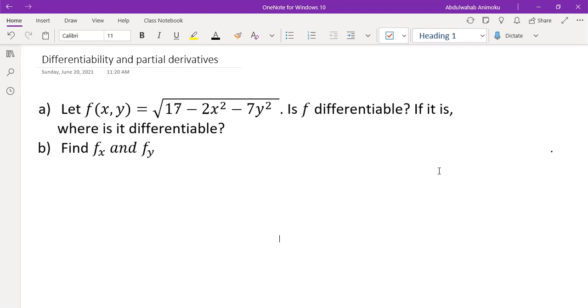In today's video, we're going to look at how to find out if a function of several variables is differentiable, and if it is, where it is differentiable, as well as how to find the partial derivatives of such functions.